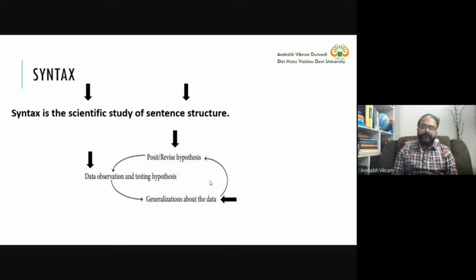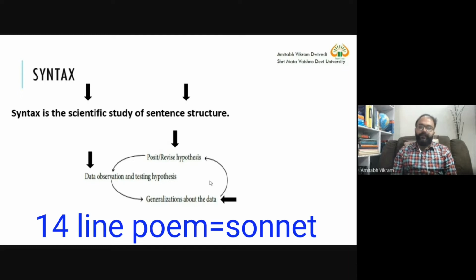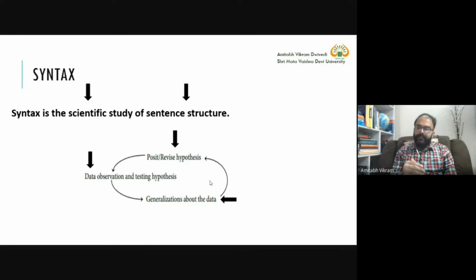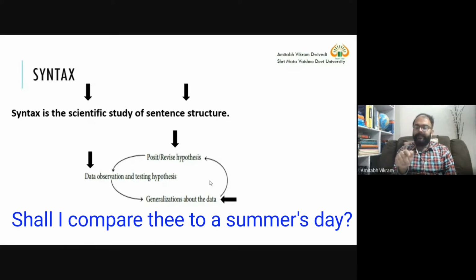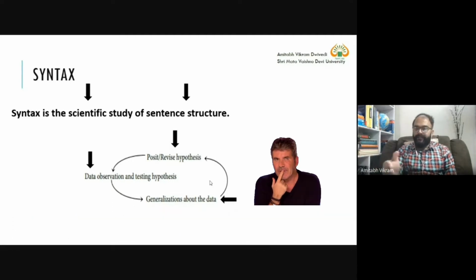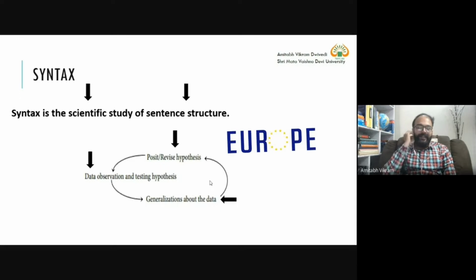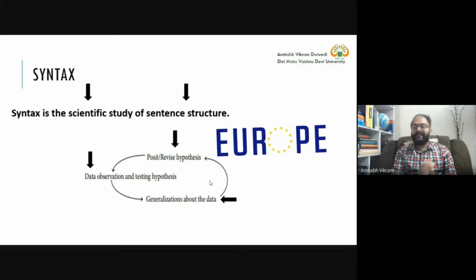There is a poem written by Shakespeare, a sonnet. A sonnet is of 14 lines. Shakespeare is comparing his beloved. Thee here means beloved. Shall I compare thee to a summer's day? Shakespeare is comparing his beloved to a summer's day. Can you compare your beloved with a summer's day in India? No. That will become an insult. But summer in Europe is pleasing.